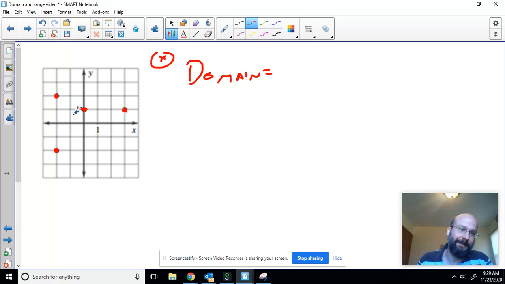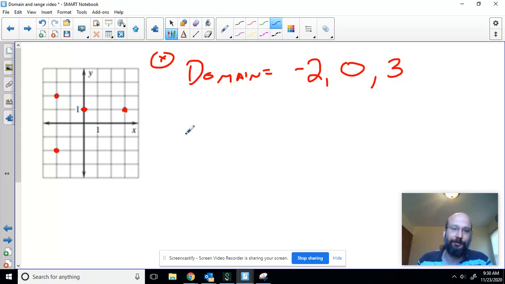So this point here, the x value is -2. This point here, the x value is also -2. I don't have to write it twice. This point here, the x value comes down here, so that's 0. And this x value is here, right? We're going down to the x, so that's 1, 2, 3. So that's 3. That's domain x.